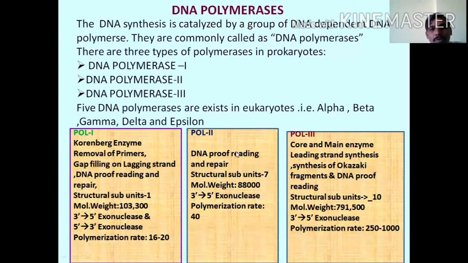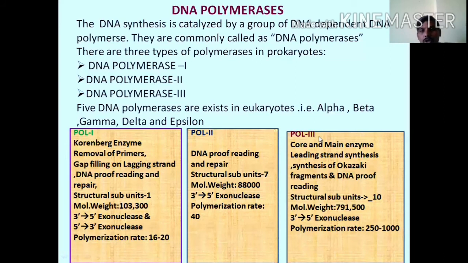Next, DNA polymerase 2. DNA polymerase 2 also helps in DNA proofreading and repair. It has nearly 7 structural subunits. The molecular weight is 88,000 Daltons, the feature is 3 to 5 exonuclease activity, and the polymerization rate is 40 per second.